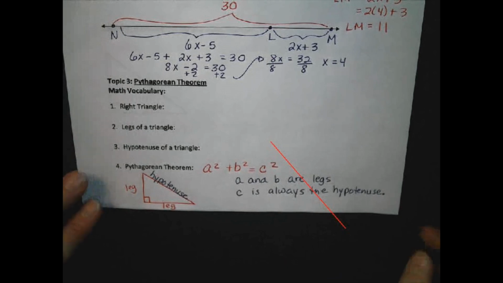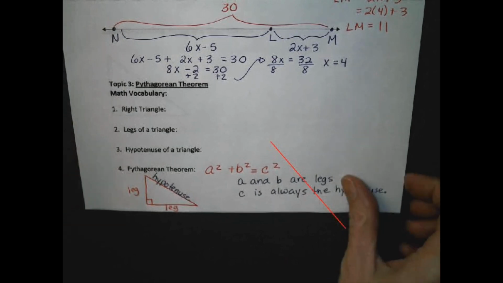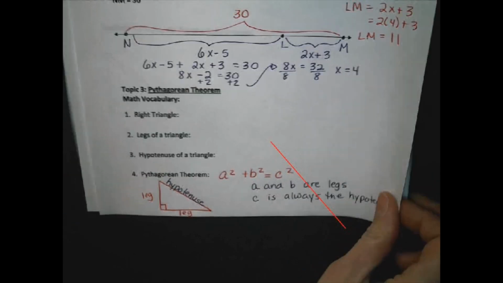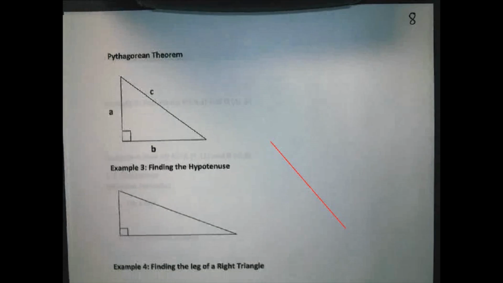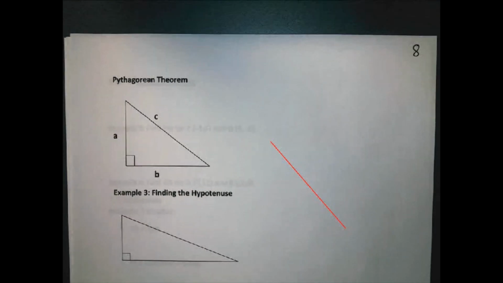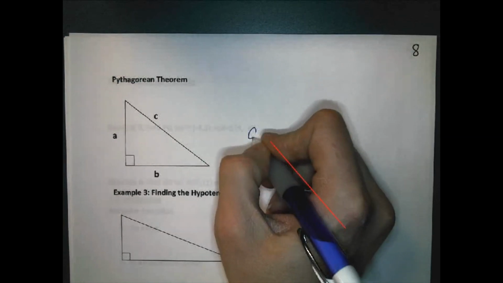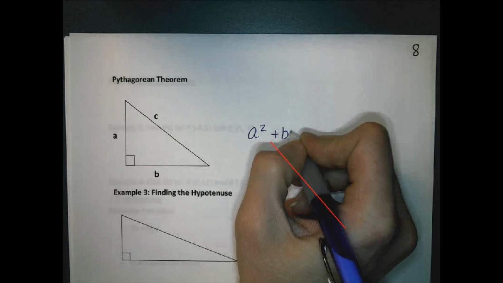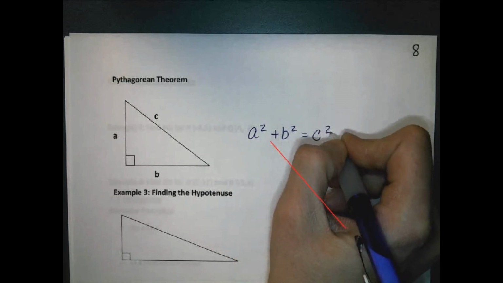We're going to do a couple of problems just to practice using this theorem. Perhaps you've seen it before in middle school, but it's always good to review. In this first example, we're just going to do some labeling, remembering that the Pythagorean theorem says a squared plus b squared equals c squared, in which a is a leg, b is another leg, and c is the hypotenuse.